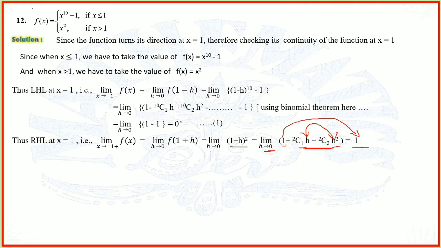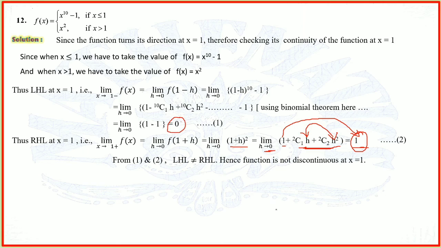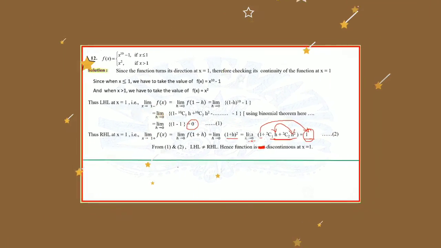This is equation number 2. As you can see, from 2 the value of the right hand limit is 1, and from 1 the value of the left hand limit is 0. So clearly the left hand limit is not equal to the right hand limit. Hence the function is not continuous. The function is discontinuous at x equal to 1. That's all.